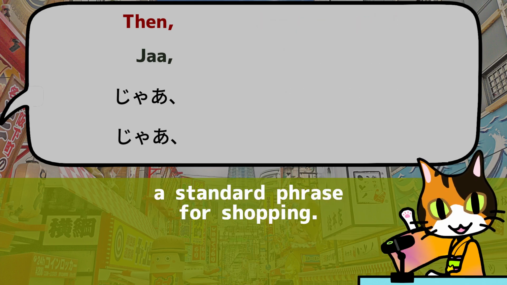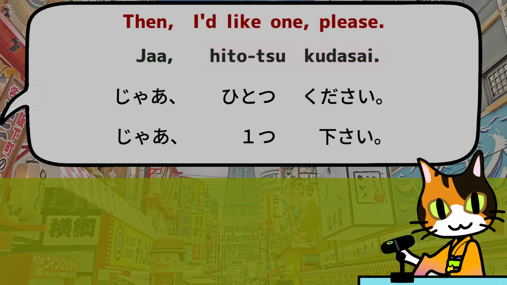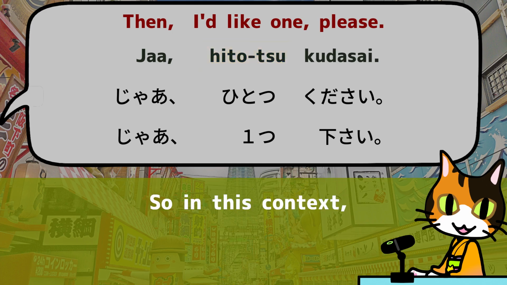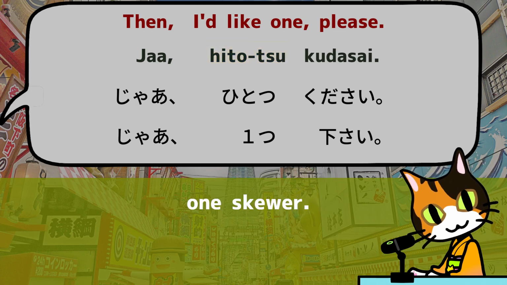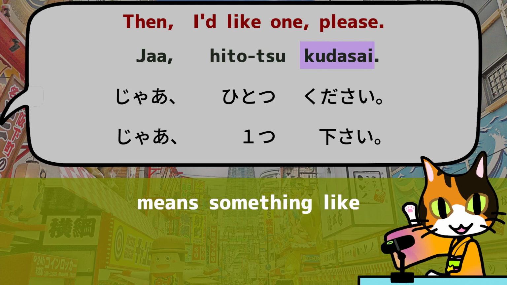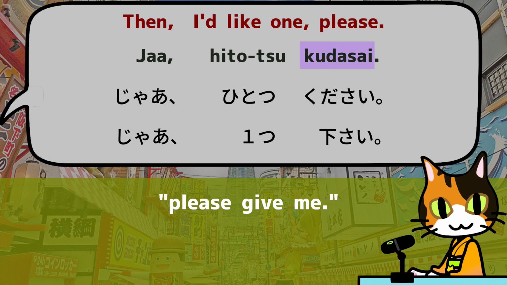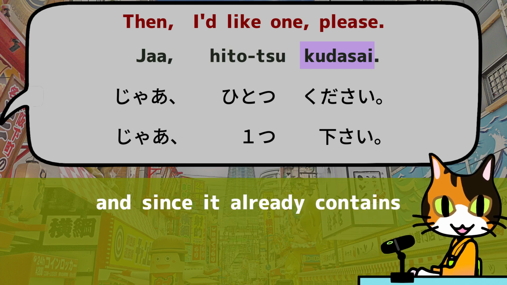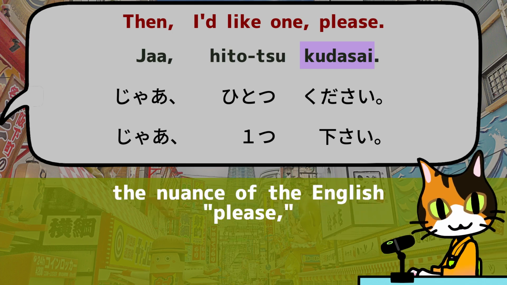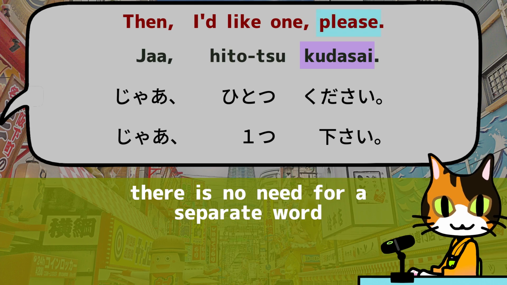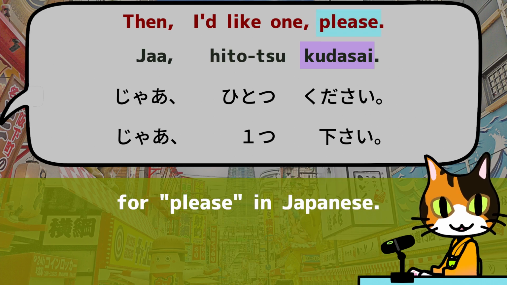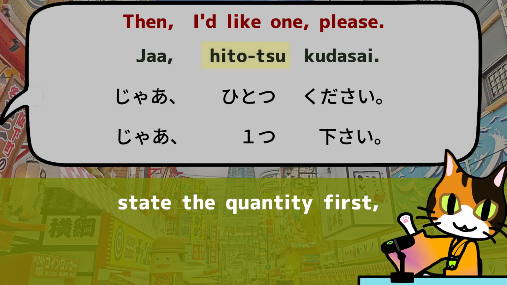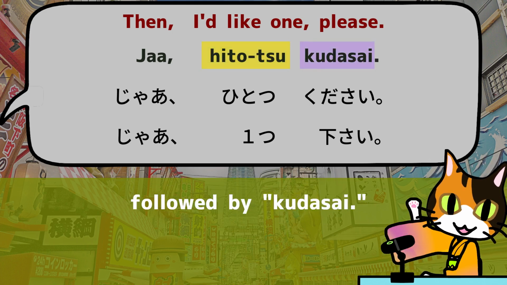Now, let's practice a standard phrase for shopping. Hitotsu means 1 unit or 1 count. So in this context, it means 1 skewer. Kudasai means something like, please give me. This is a polite form of requesting something. And since it already contains the nuance of the English, please, there is no need for a separate word for please in Japanese. When requesting a specific quantity, state the quantity first, followed by kudasai.